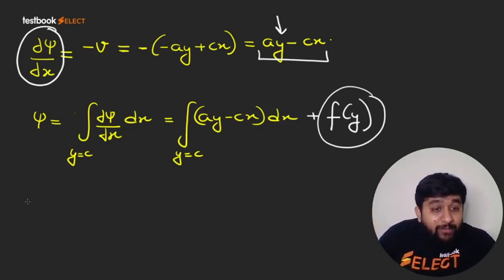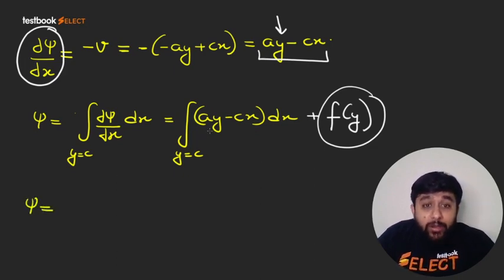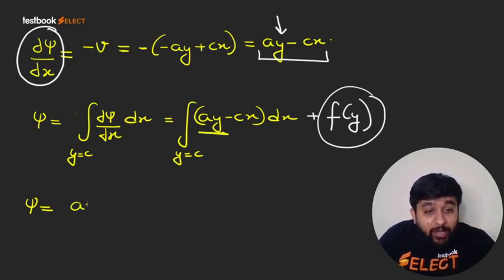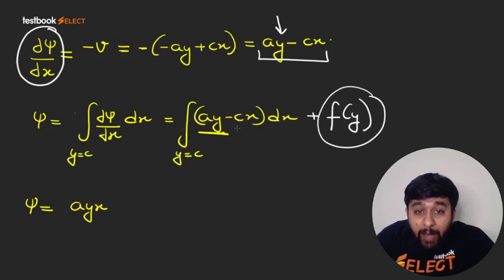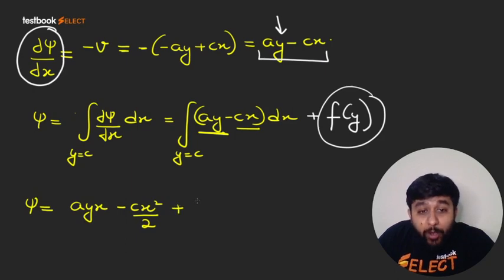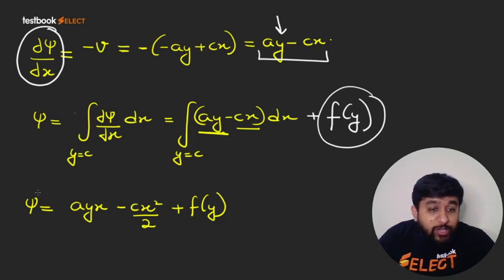So what we will have? We will have psi is equal to integral treating y as constant. So ay dx, integral will become ay x, minus cx dx, integral will become minus cx square by 2, and there will be a pure function of y, which we do not know.